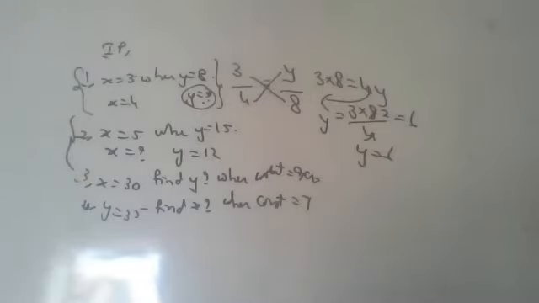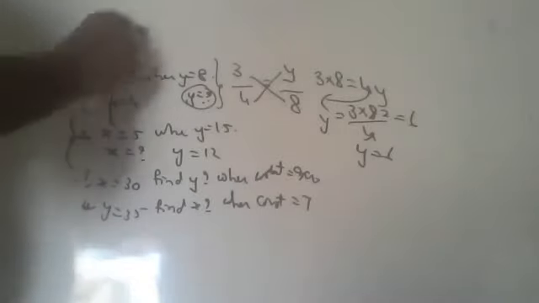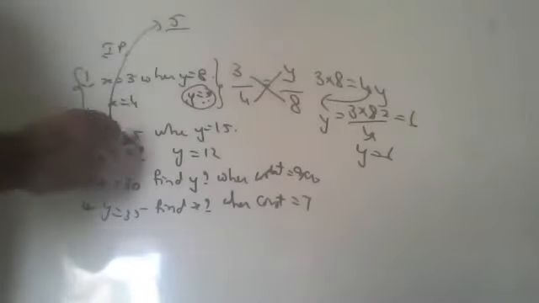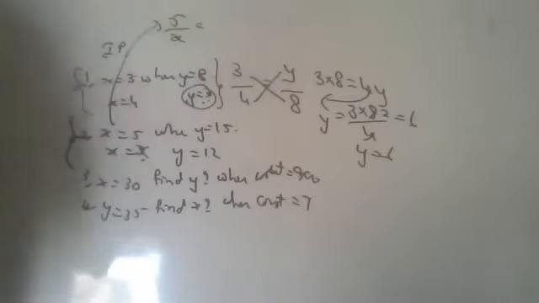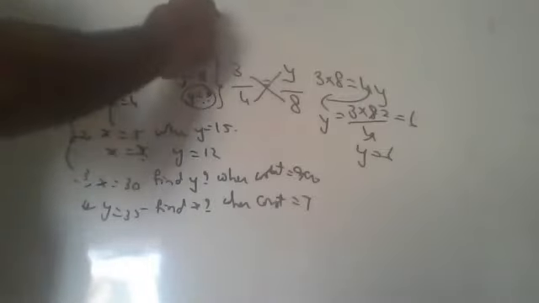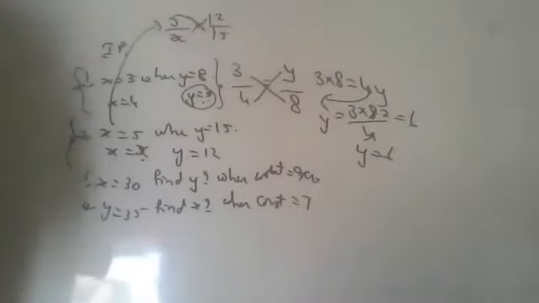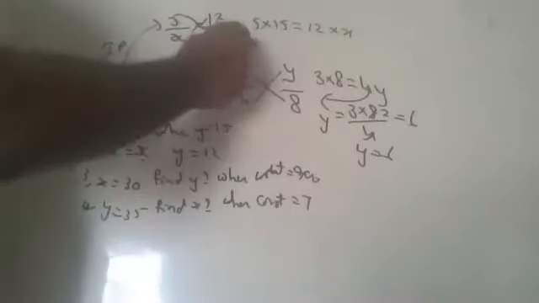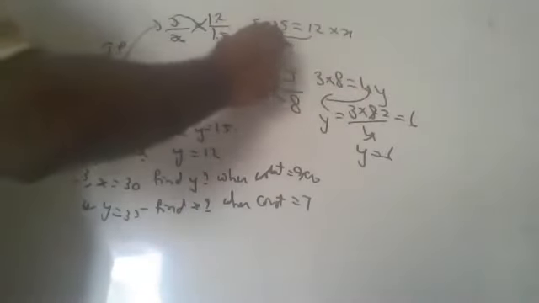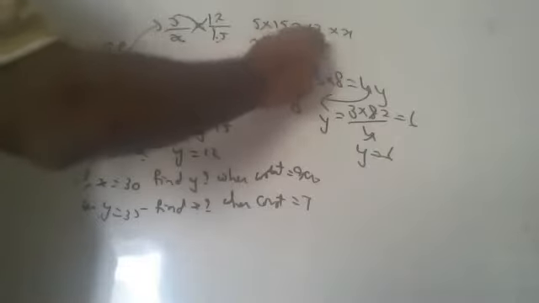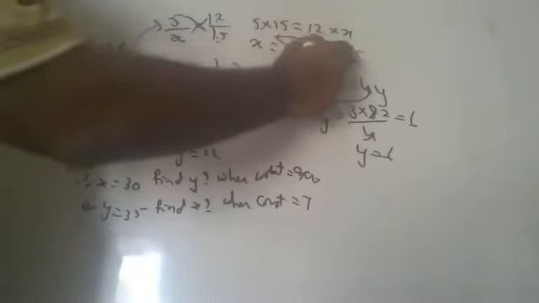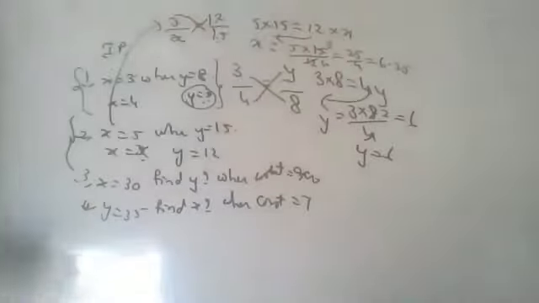Ashrit, second sum. It is inverse proportion. 5 by x is equal to 12 by 15. Very good. Tell me cross multiplication. 5 into 15 is equal to 12 into x is the cross multiplication. So x is equal to 5 into 15 by 12. 5 into 15 is 75, by 12 is 25 by 4. That is 6.25. Okay.